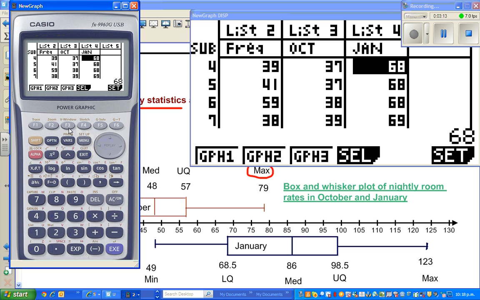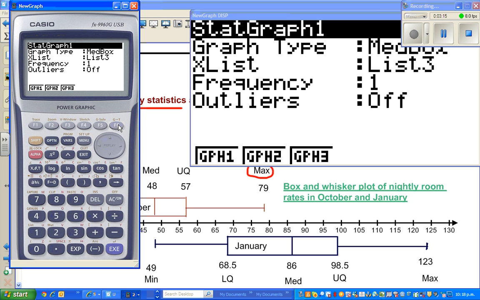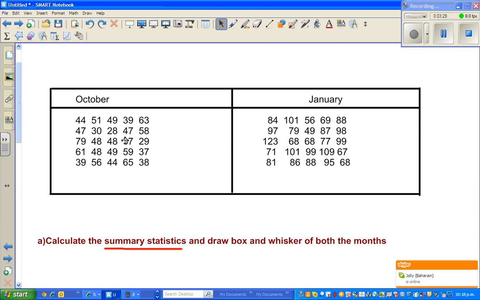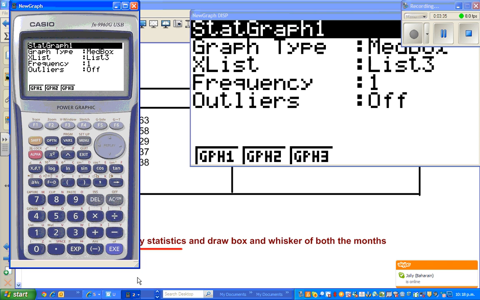So this is where I got confused. First go to your setting for graph 1, which is our October values. We know the October values are in list 3. The frequency is 1 because if you look at the data set, each of these values is coming 1 by 1. So that's why we put frequency as 1. For graph 2, confirm again it's median box. We are interested to calculate the statistics and the box and whisker of January, which is in list 4. And frequency is 1, so that's confirmed.